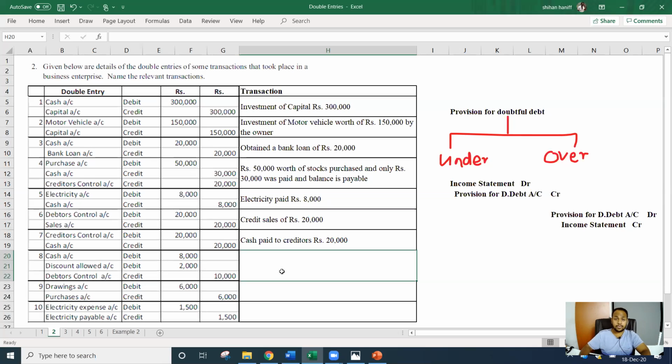Next transaction, transaction number 8. We have got 8,000 from the debtors, and there is a discount allowed of 2,000. Total debtor balance is 10,000. Received 8,000 from debtors and discount given is 2,000.